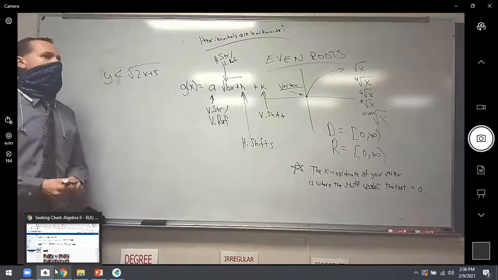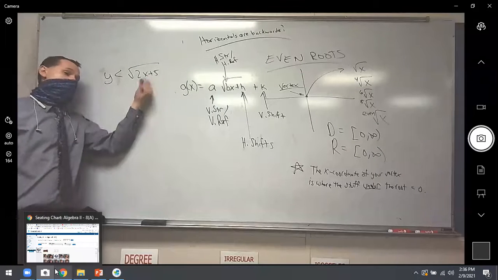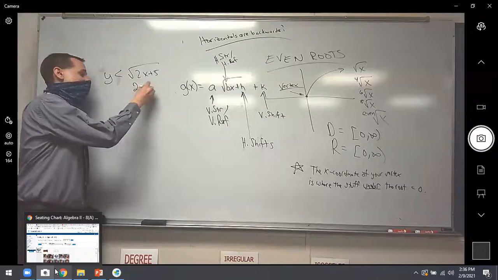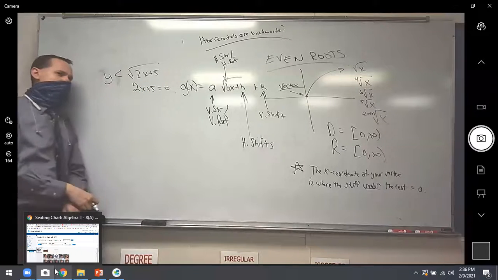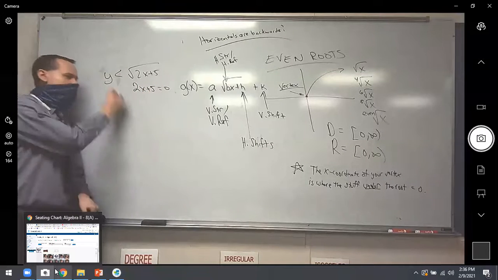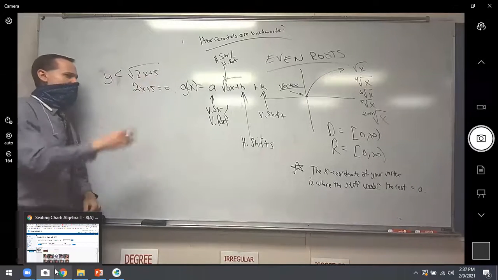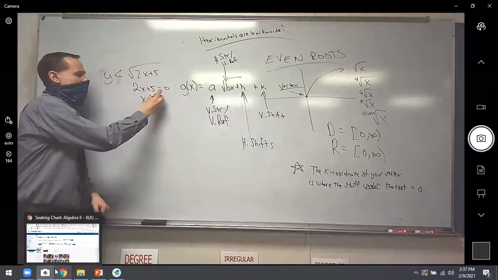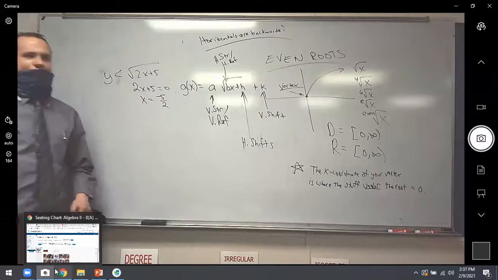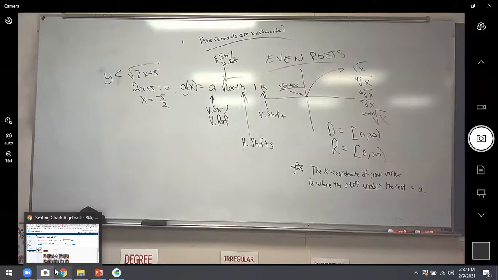How do I figure out the x? I set this equal to 0. It's a little complicated. I can't just see that one. So I'm going to set up an equation. Move the 5 over. Divide by 2. And you get -5/2, which is about -2.5. Not about, exactly.